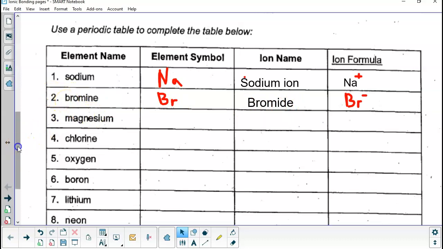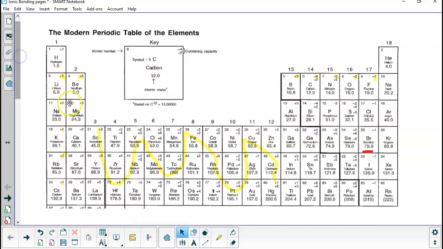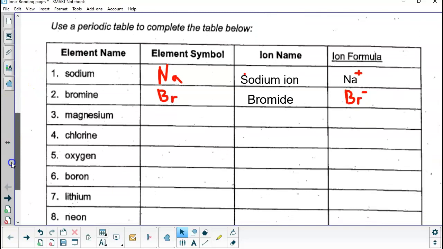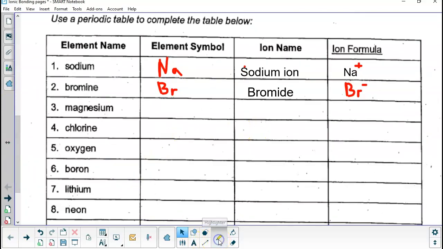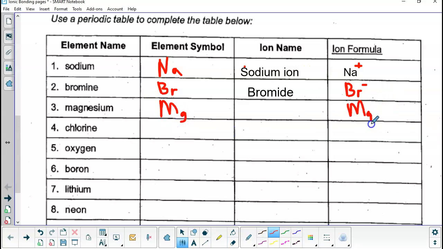All right, next one, magnesium. Magnesium is right here, number 12. Magnesium makes a +2 ion. So magnesium has 2 extra electrons it wants to get rid of. So magnesium is Mg, capital M, lowercase g. And my symbol, now because this has 2 electrons, I have to write the 2. And they're going to get rid of them, so that's going to be a plus. So 2 plus on the end there.